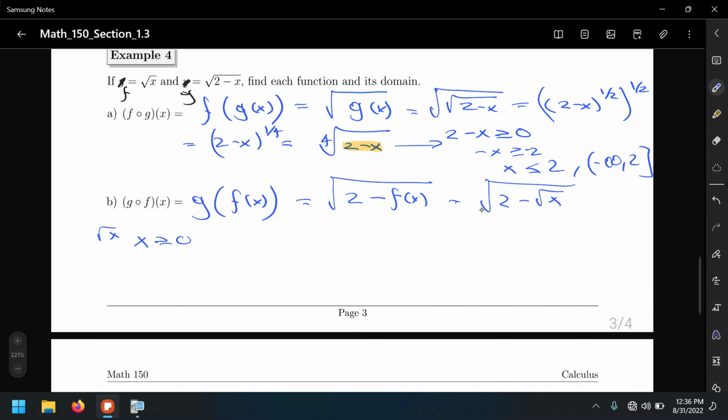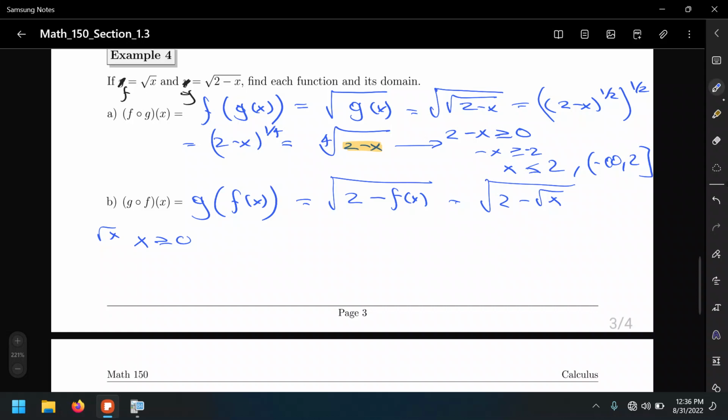So x greater than or equal to 0, that's for the square root of x. Alright? And this is the new composite function, which, by the way, doesn't look the same as that function. So that's why order matters when it comes to composition. We may get two totally different functions. And this is an example that illustrates the idea.